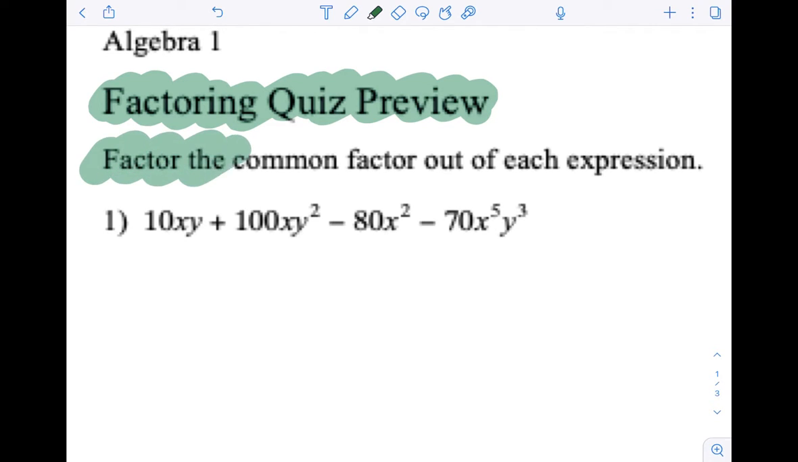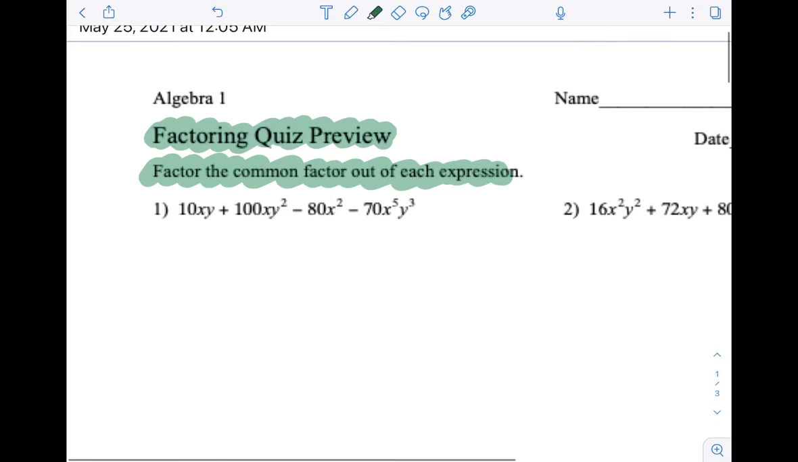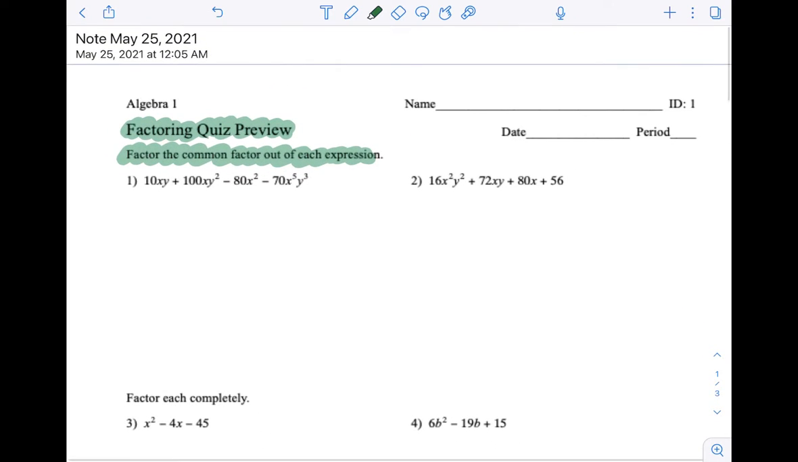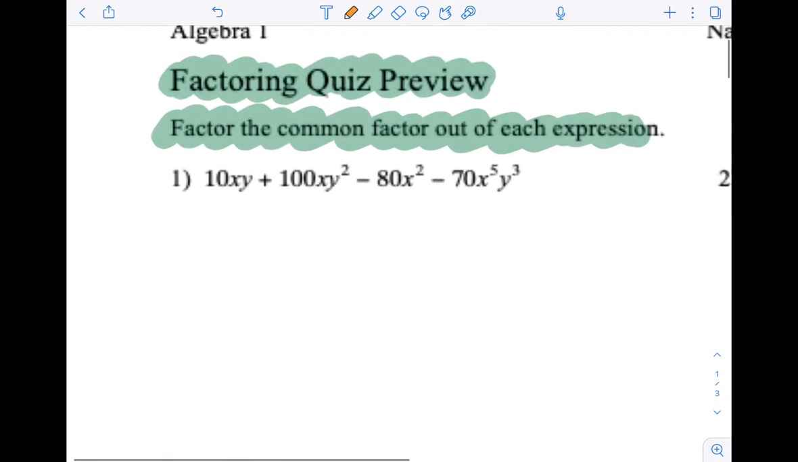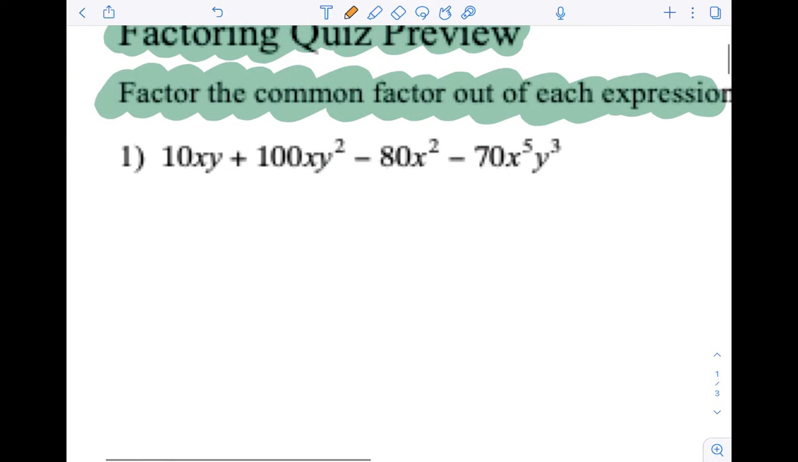So we are going to factor the common factor of each expression for the first two problems here. Let us start. We're going to see first the coefficients. The coefficients are 10, 100, 80, and 70. So what number goes into 10, 100, 80, and 70 is the question.